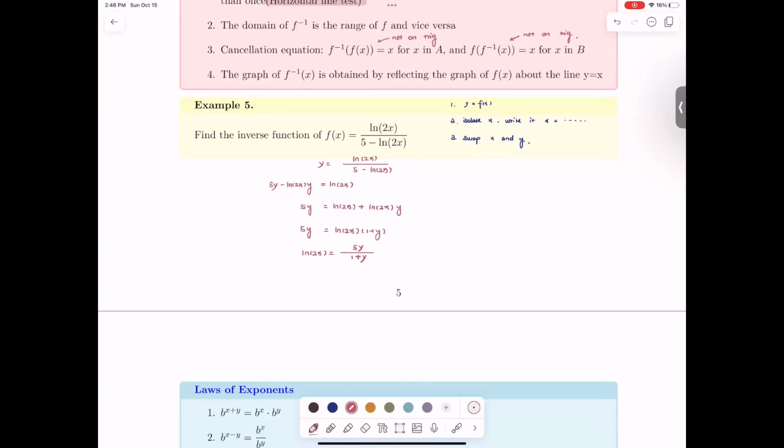Make e to both sides, so exponent. And this is going to be 2x divided by 2. So now I finish step 1 and 2, and then I can swap. So f inverse of x after you swap it, that's going to be 1 over 2 e to the 5x over 1 plus x. That's the final answer.